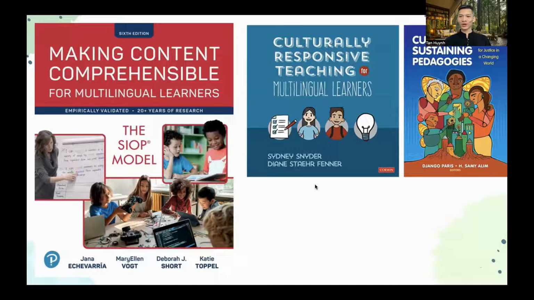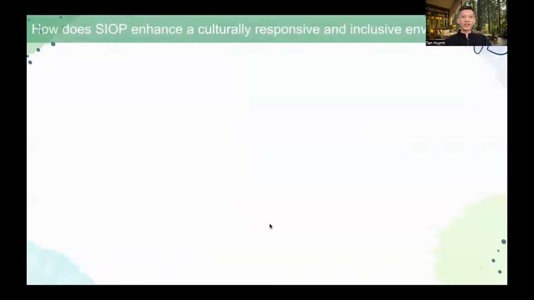I heard that you are currently working on a SIOP and culturally responsive, culturally sustaining pedagogy. I'm so honored that Lynette and her team have asked me to contribute to your work. Let me share just a few ideas here. So let's look at the first one that they asked me to answer. How does SIOP enhance a culturally responsive and inclusive environment?